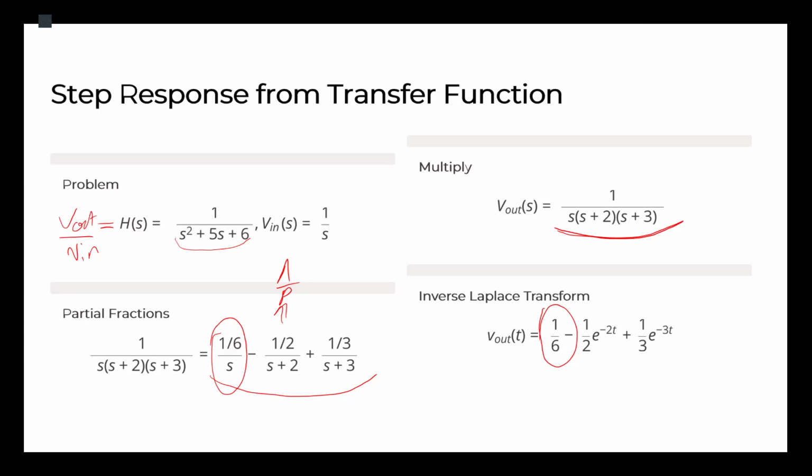Is that clear? So very simple. That's how you can find, if you have a transfer function, you can find the output from the input in both S domain and time domain.